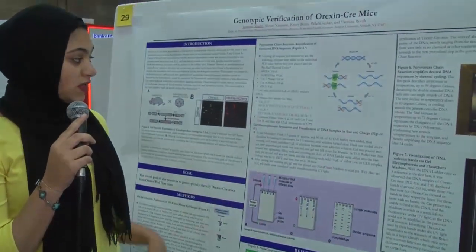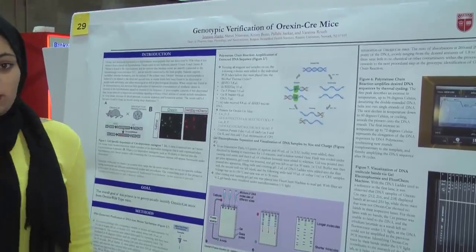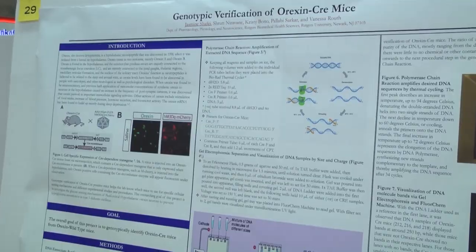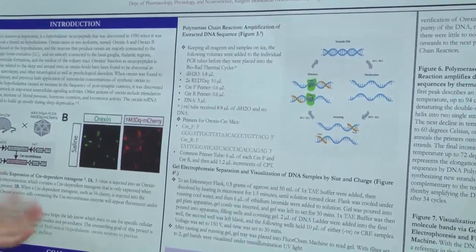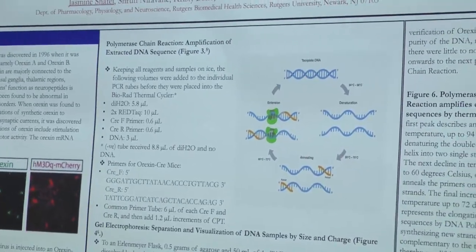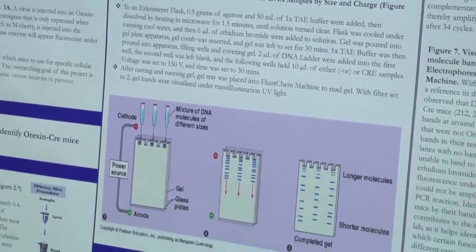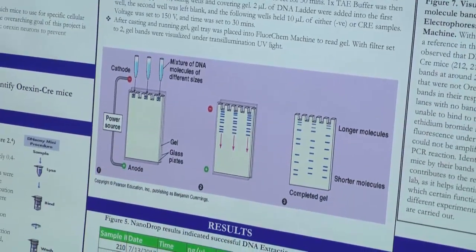In PCR, we use specific Cre primers that bind to the sequences that we want to be amplified. And then after amplification of the segments that we want, we run them under gel electrophoresis, which basically separates the DNA samples by size and charge.